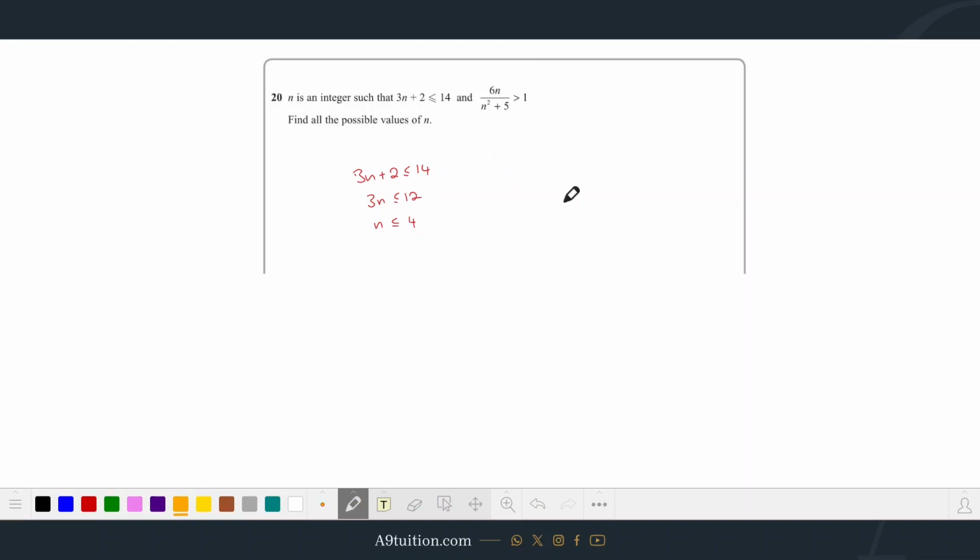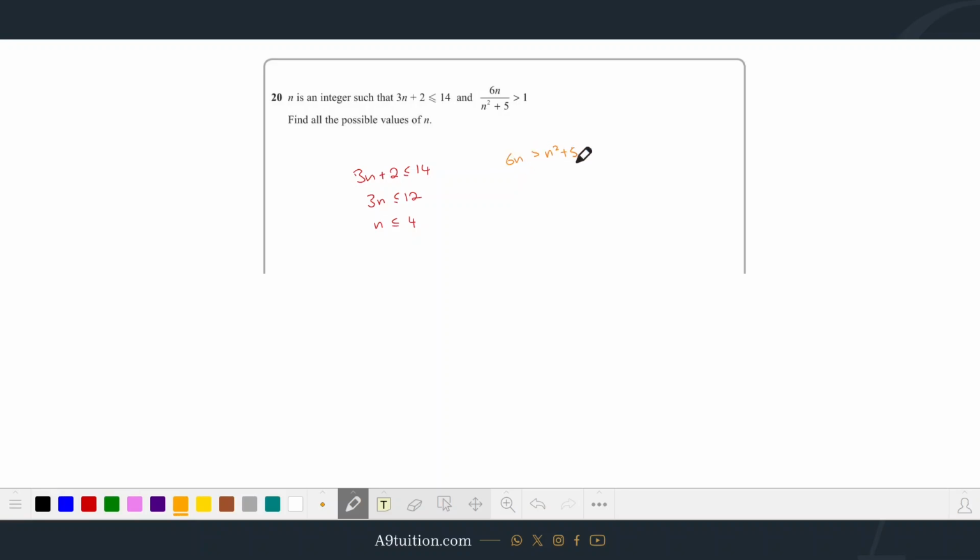So let's rearrange that also so that we have n in a form where we can easily work out what criteria it needs to meet. I'm going to begin by multiplying both sides of this inequality by n squared + 5, by this denominator here. So if I multiply both sides by n squared + 5, I would get 6n is more than n squared + 5, because n squared + 5 times 1 is n squared + 5.